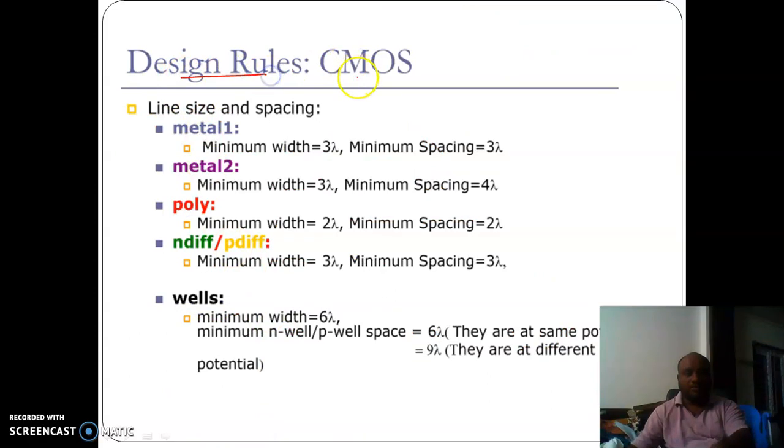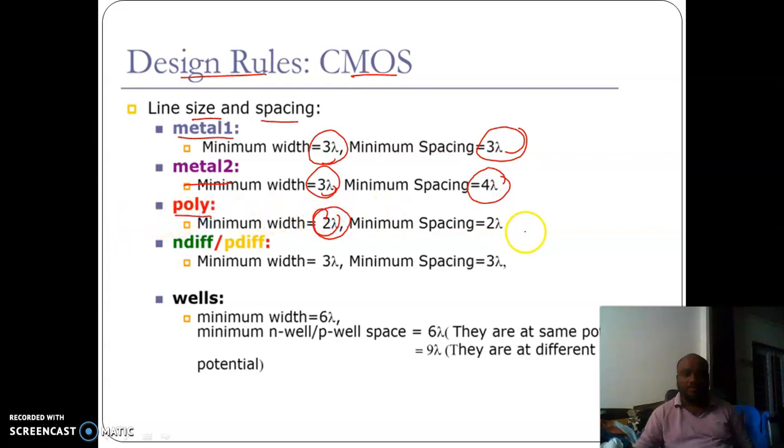A few design rules for CMOS: line size and spacing. For metal, minimum width is 3 lambda. This is similar to NMOS, and spacing is 3 lambda. For metal 2, minimum width is 3 lambda, whereas spacing is 4 lambda. For polysilicon, this is again similar to NMOS, 2 lambda width and 2 lambda spacing. And for diffusion, this has changed to 3 lambda width and 3 lambda spacing, whereas for NMOS that would be 2 lambda and 2 lambda.